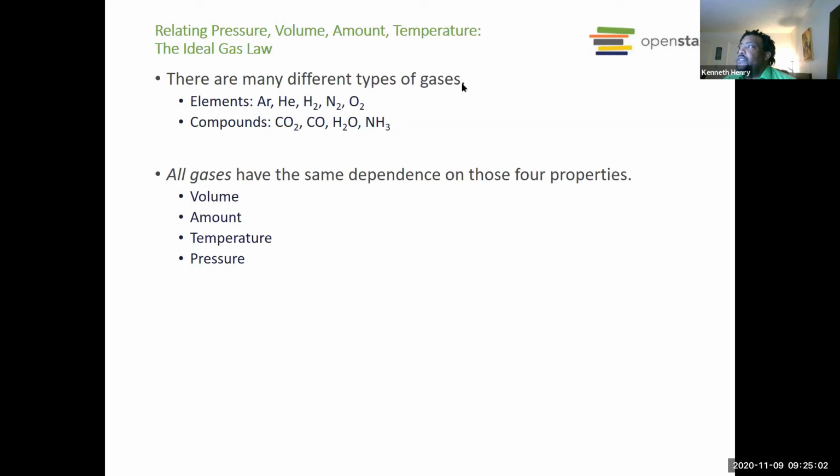We have what we call the ideal gas law. P for pressure, capital T for temperature, n for number of moles, and V for volume. PV equals nRT. R is the ideal gas constant.